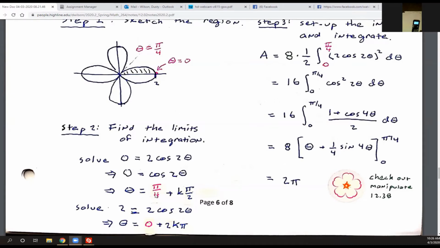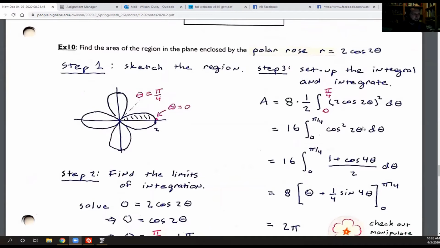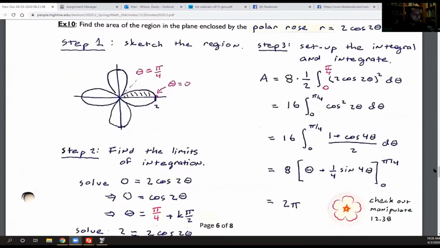There's actually an infinite number of solutions, but the one that we care about is the first one, which is part of why we wanted to focus in on that very first quadrant part. So we graph the function, draw what we're after, find our limits of integration, and then we set up and evaluate an integral.